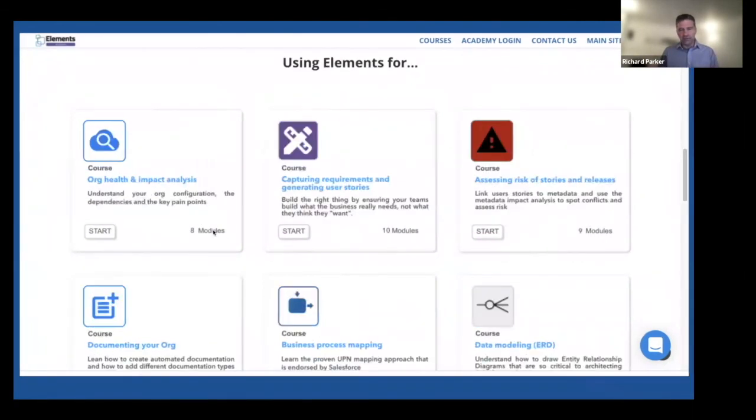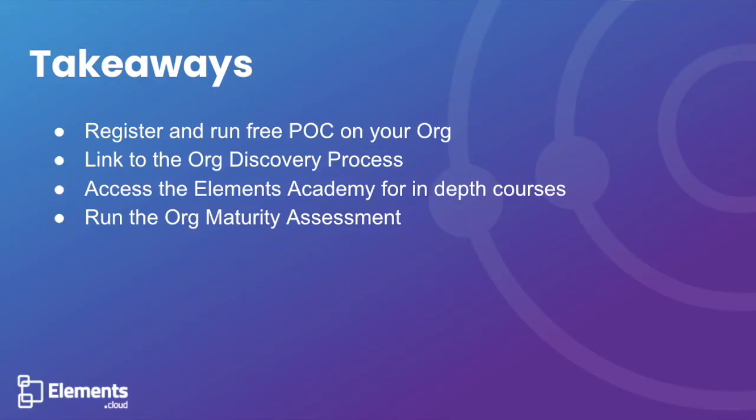So in this case, a combination of org health and impact analysis, documenting your org, a fantastic way of understanding. There's business process mapping and data modeling if you would like to do that as you go along the way. So that was an overview. I hope that gives you at least an understanding of the scope and the comprehensiveness of the capabilities here to help you. You can register and run a free proof of concept on your org. And as I suggested, a full sandbox or production is best because you get all the insights with what's going on in record counts. You can link to that org discovery process and follow that through in detail, and access the academy that I talked about there.